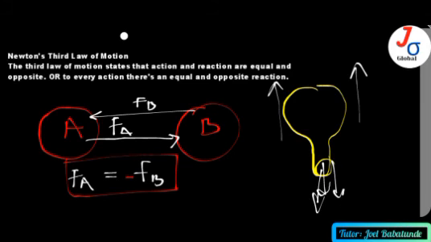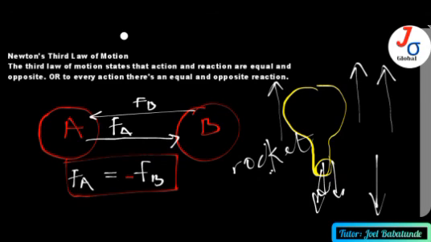So that means you can see that this is creating an opposite force. This is a force coming out from the balloon, and it's creating another force opposite to it. They are in opposite directions, and this is the principle on which rocket science is built. Rocket science is built on this principle of Newton's third law of motion.